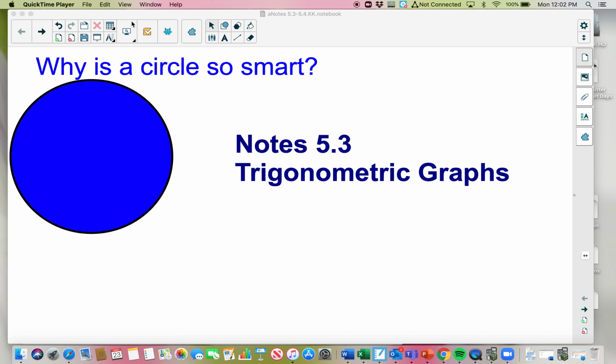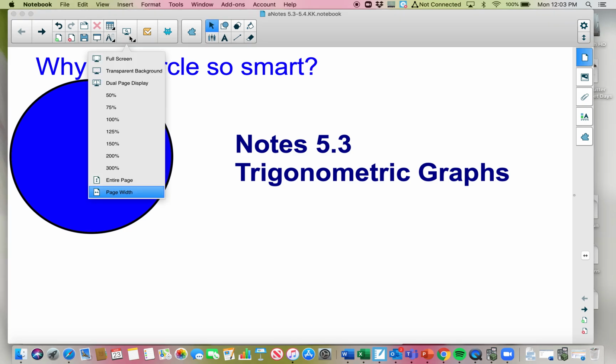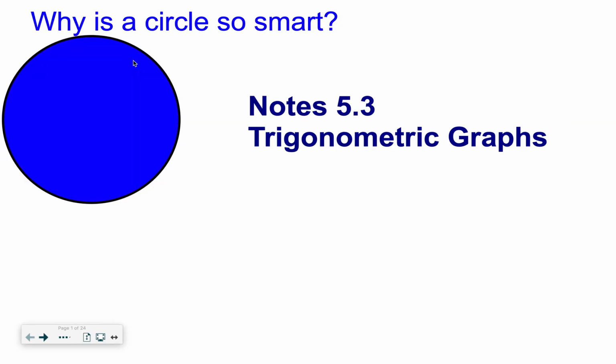Hello, this is section 5.3, and this will be a lesson on some trig graphs. Between 5.3 and 5.4, we will cover all 6 of the trig graphs. Today, 5.3 is just sine, cosine, and tangent. Actually, no, it's just sine and cosine. So we're going to get specific with those two trig graphs.